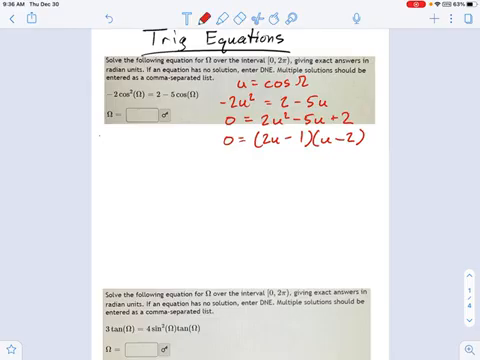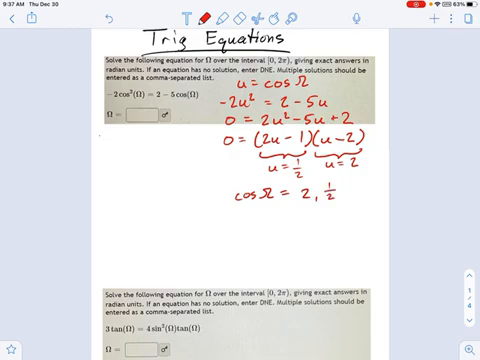I get two solutions. Remember, we get a solution for each parentheses here. One of my solutions is u equals 2. One of my solutions is u equals 1/2. And remember, we're not solving for u, we're actually solving for cosine. So that means cosine of omega equals 2 and 1/2.